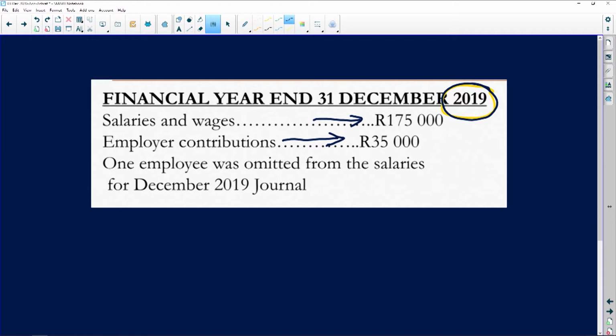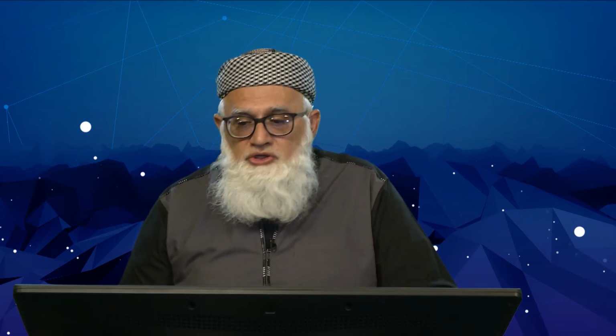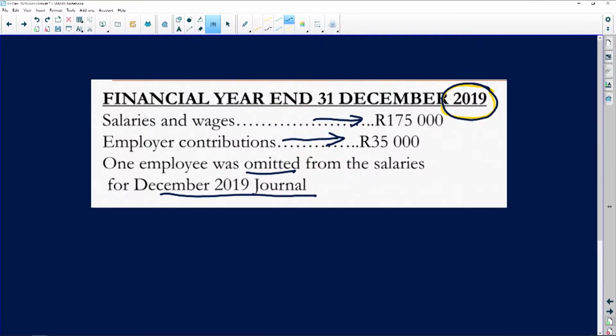Clear? One employee was omitted, meaning he or she was left out of the salaries journal for December 2019. In other words, they were part and parcel of the staff, but they were left out of the salaries journal. We now have to process that particular salary. Okay, so what are we going to do?